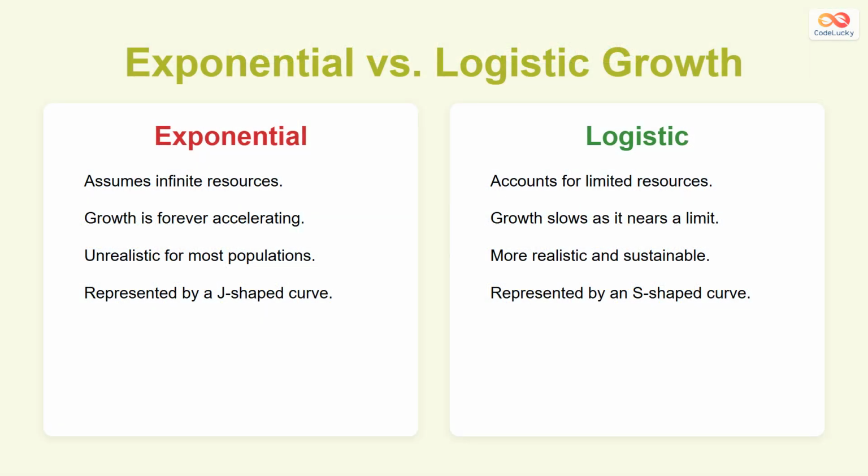It is important to contrast logistic growth with exponential growth. Exponential growth assumes endless resources, leading to a J-shaped curve that shoots up infinitely. It is unsustainable and unrealistic in the long run. Logistic growth, on the other hand, incorporates environmental limits, resulting in a sustainable S-shaped curve that provides a much better model for real-world populations.